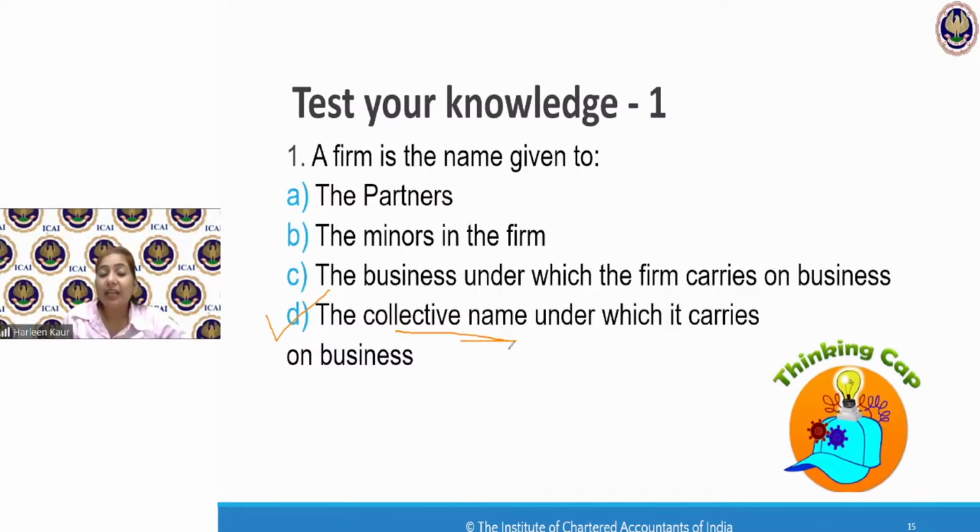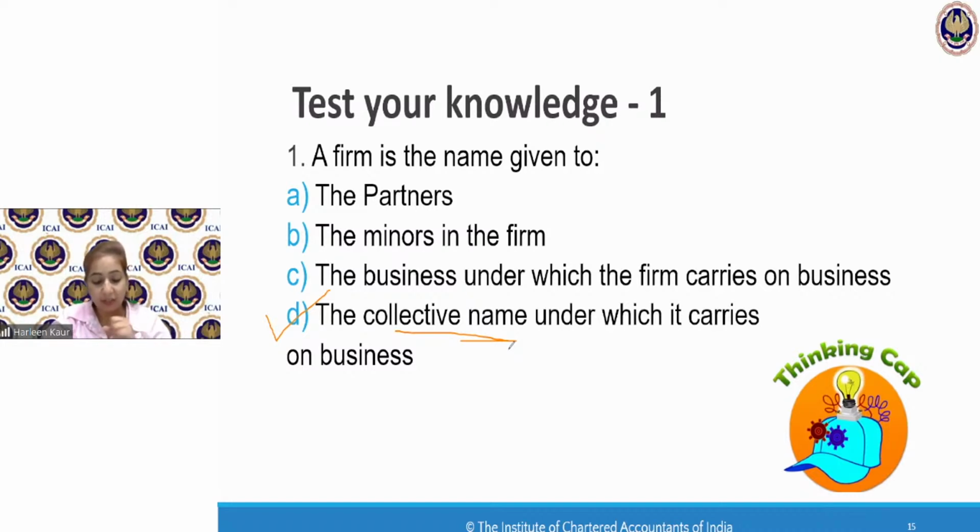It is the collective name under which the business is done. Remember, I told you ABC are the partners. Collectively, they are known as the firm. And firm is the name under which you carry on the business. Okay. So ABC Associates, for example, that's your firm's name.